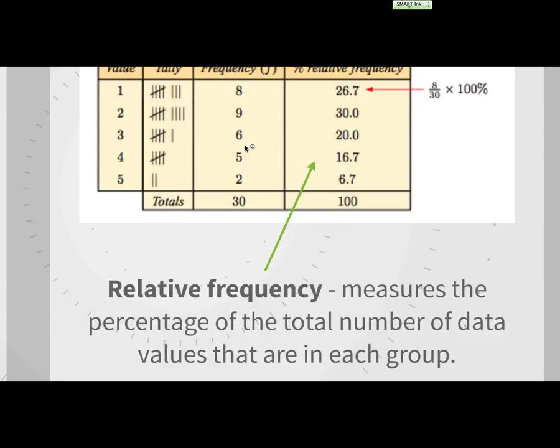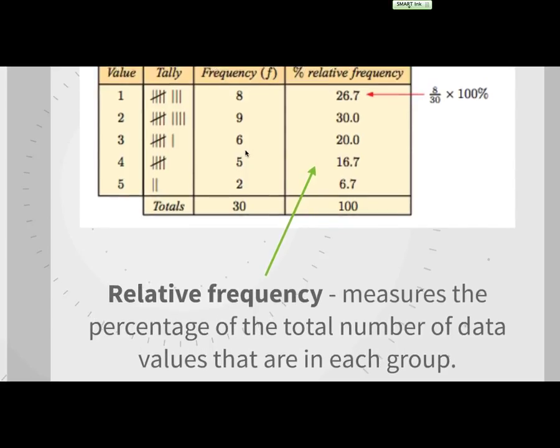So relative frequency is this last column, which you're not going to see all the time, but it's still important to understand. The relative frequency measures the percentage of the total number of data values that are in each group. So for example, there were 30 total people that we took a look at. 8 of them had $1, so that's 8 out of 30. So 26.7% of the people we surveyed had $1. And if we take a look at $3 here, 20% of people had $3 in their pocket.